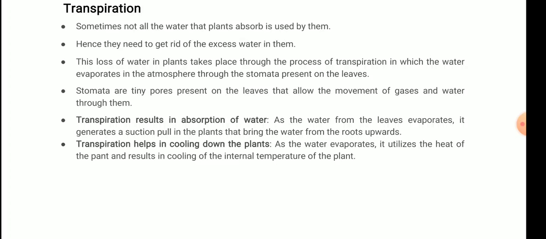The loss of water in plants takes place through the process of transpiration, in which water evaporates into the atmosphere through stomata present on leaves.